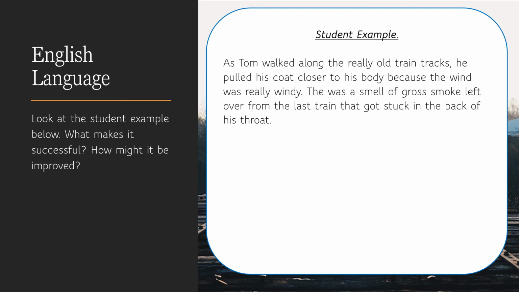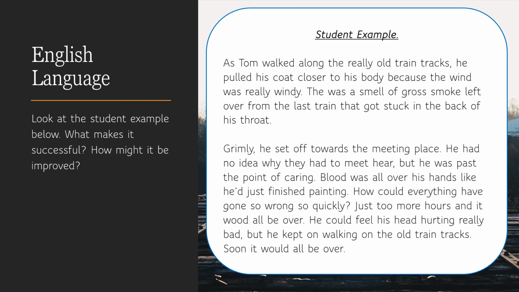As Tom walked along the really old train tracks, he pulled his coat closer to his body because the wind was really windy. There was a smell of gross smoke left over from the last train that got stuck in the back of his throat. Grimly, he set off towards the meeting place. He had no idea why they had to meet here, but he was past the point of caring. Blood was all over his hands like he'd just finished painting. How could everything have gone so wrong so quickly? Just 2 more hours and it would all be over. He could feel his head hurting really bad, but he kept on walking on the old train tracks. Soon it would be over.